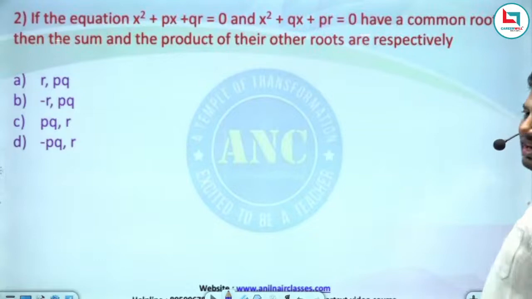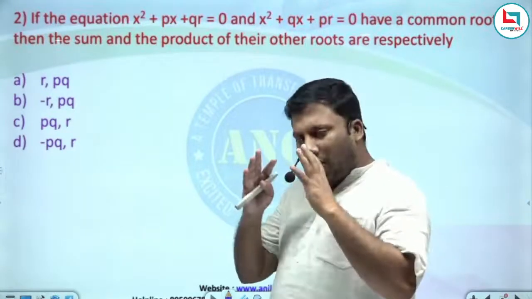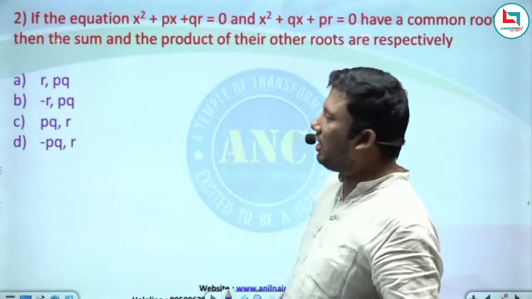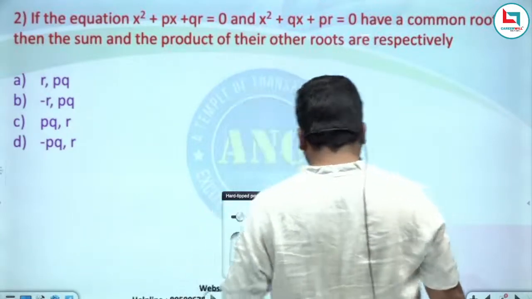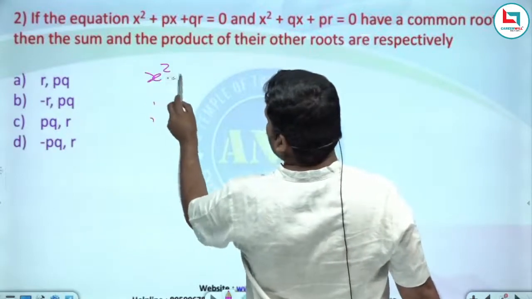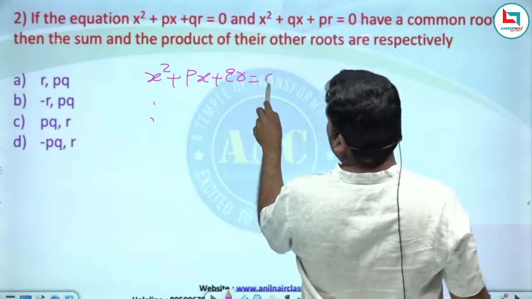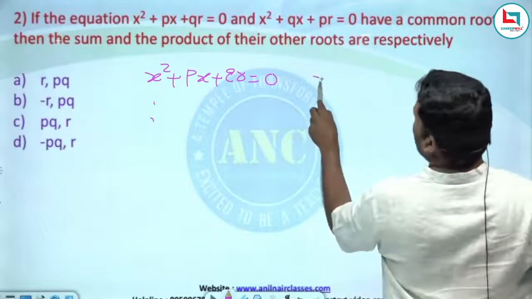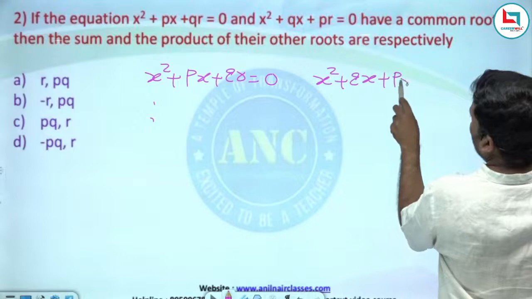First question. Second one, another CAT replica question. All the questions whatever we are doing are very, very close to the examination standard, and you will learn a lot from each and every question. Second question, read the question first properly, you will get an idea. There is an equation x square plus px plus qr equivalent to 0, and x square plus qx plus pr equivalent to 0.